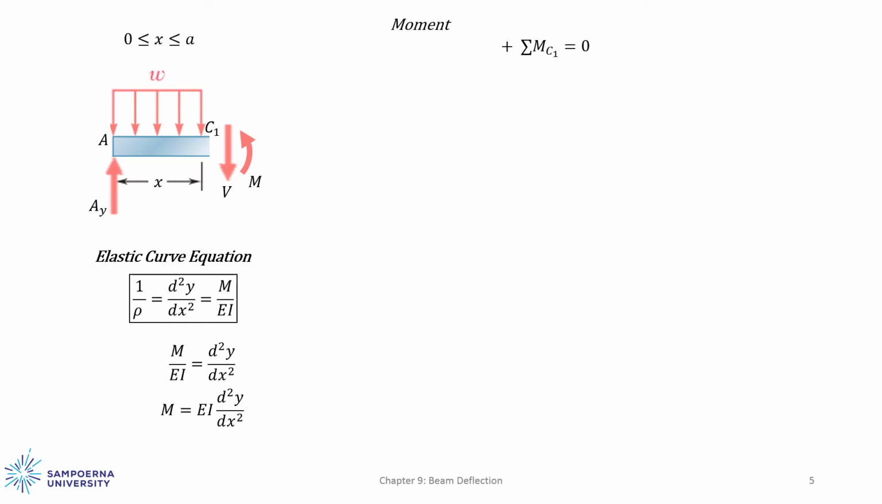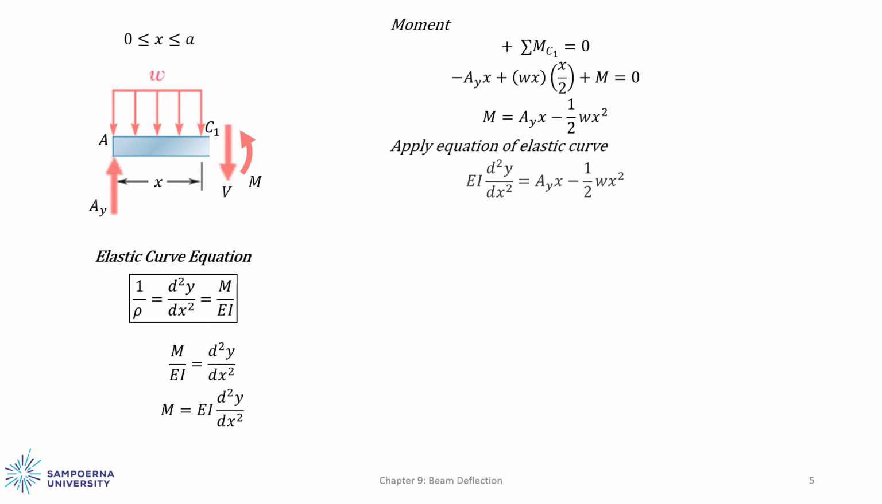Then, using moment at C1, we could derive the equation of M. Remember we have this equation, so from this, we could have M equal to EI times d squared y over dx squared. Then we substitute M in our equation and we have the differential equation of the elastic curve for section AC. Then we have to integrate it twice.